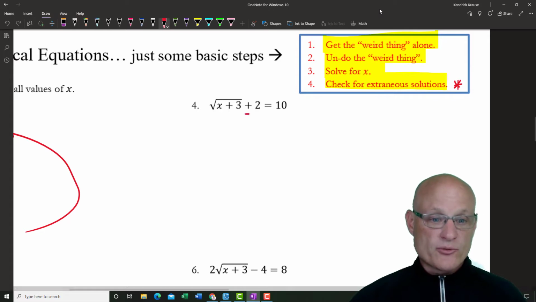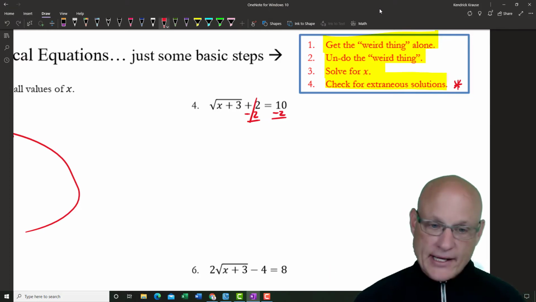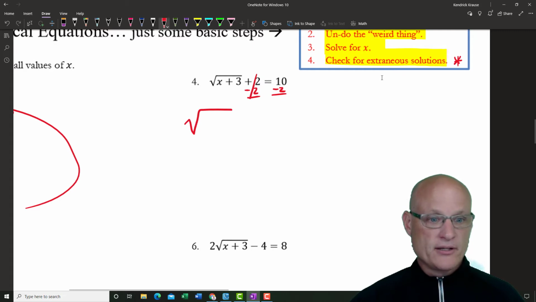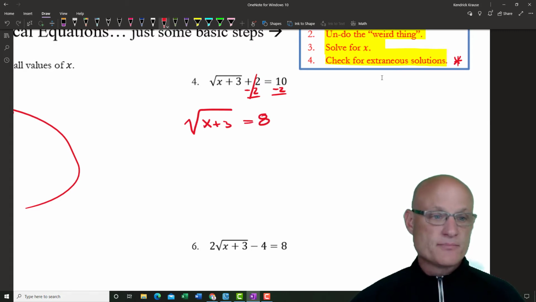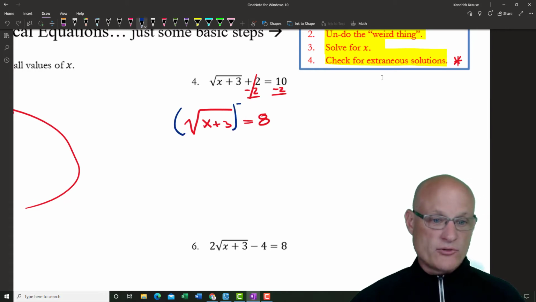So, again, the steps were: get the weird thing alone. In order to do that, we'll subtract 2. Subtract 2. Now, if you don't do this first step, don't even bother doing the problem because you ain't going to get it right. You're going to screw it all up miserably. Trust me. x plus 3 equals 8. Now we're going to undo the weird thing. The weird thing is a square root, so we're going to square both sides. So I get x plus 3 equals 64. x equals 61.